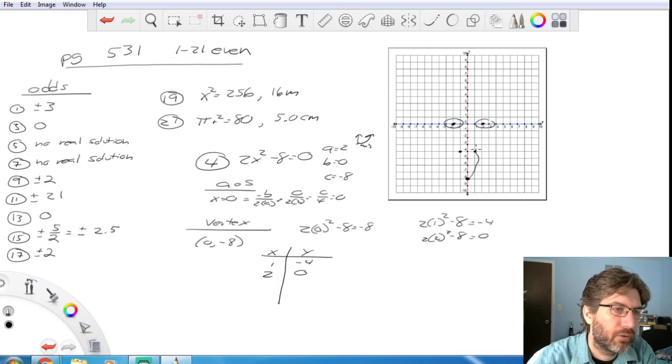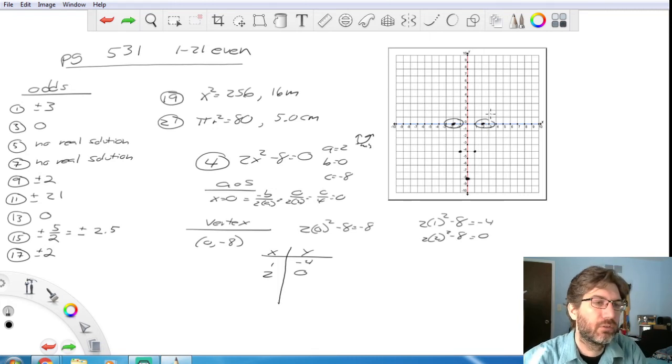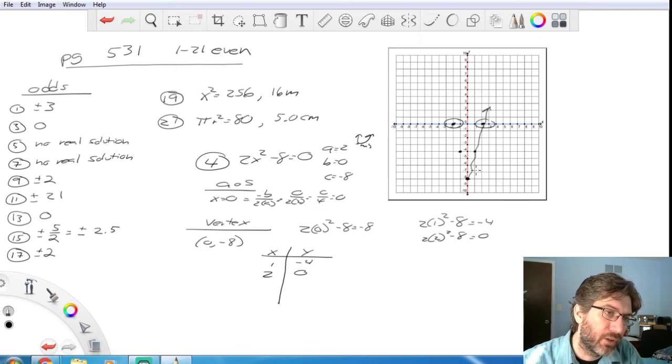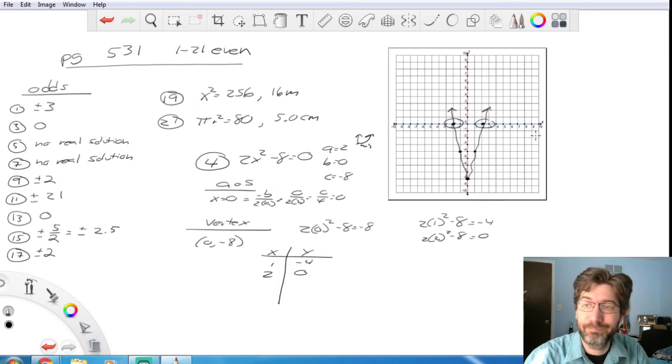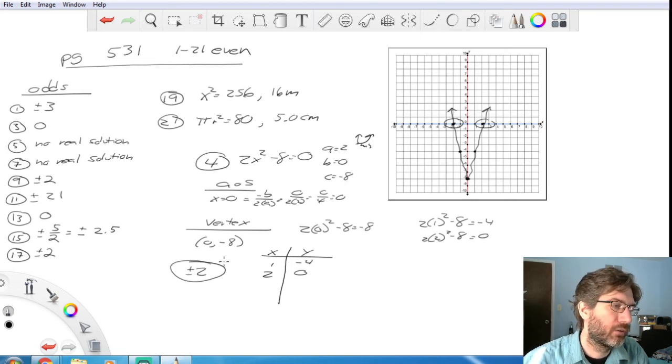But we can finish drawing our, well, best you can draw your curve. I'll tell you what, stylus is better than the mouse, but I'm not very good at drawing curves on this either. So your answers for number 4 are going to be plus or minus 2 for number 4.